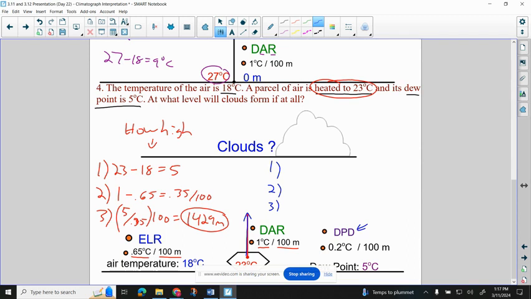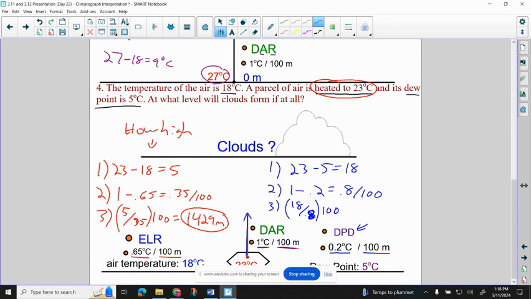Okay, so step one, take the difference in temperatures, 23 and 5, and that is 18. Step two, the difference in rates. So again, the DAR, 1 degree per 100 meters, so 1 minus the dew point rate, the dew point depression, which is 0.2 degrees per 100 meters. So 1 minus 0.2 is equal to 0.8 degrees per 100 meters. And then step three, take my answer from step 1, divide by that difference in the rates, 0.8, sorry, that is an 8, I promise, and then multiply by 100.